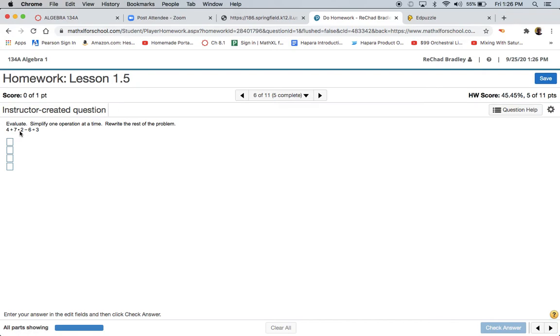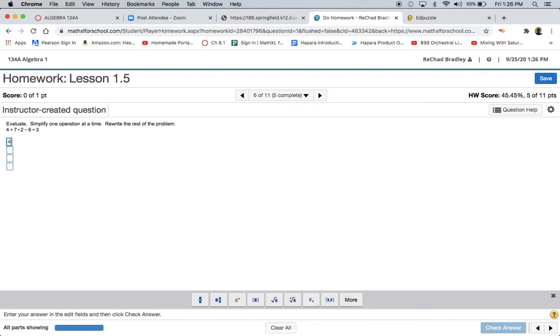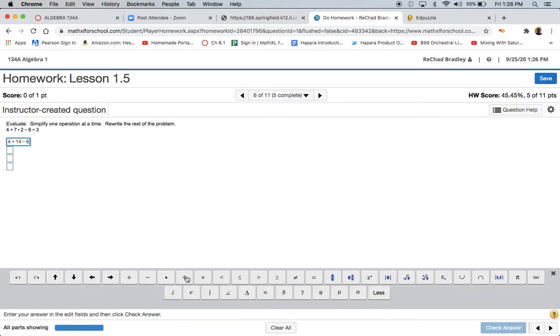First power property is here, so again I'm going to rewrite my 4 and my plus, but I'm going to turn 7 times 2 into 14. And then rewrite everything else. Minus 6, if you're looking for the division sign, it's down here under more, divided by 3. Power property here is the division sign, so I'm going to rewrite my 4 plus 14 minus, but 6 divided by 3 turns into 2.